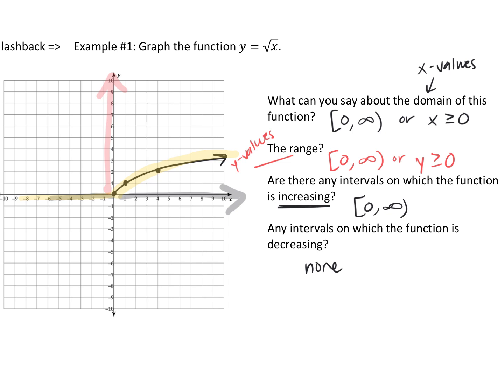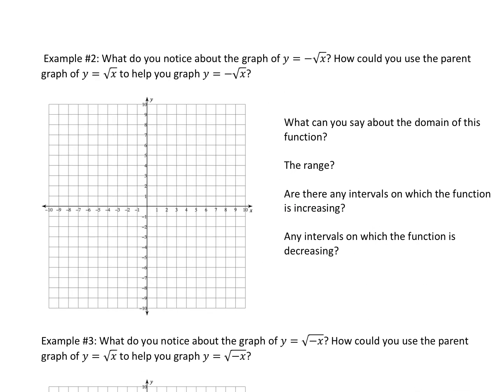Okay, the next graph we're going to look at is going to be the same parent function, however, we're doing some sort of transformation to it, okay? There's going to be a negative in front. So look at example 2 here. What about the graph of negative square root of x? How could we use that parent function to graph it? Because some of this stuff you'll be able to use your calculator, some of it you won't be able to, right? So what are we thinking? Yes, we are going to flip it over the x-axis, okay?